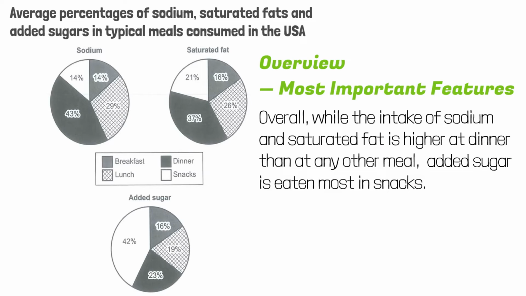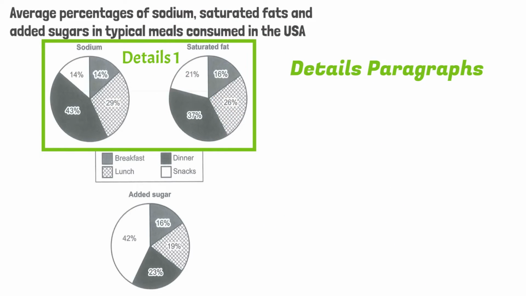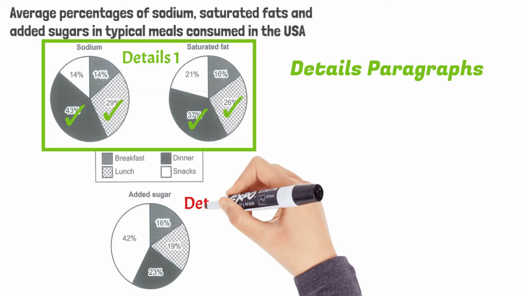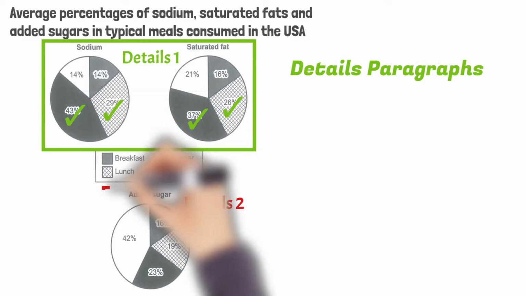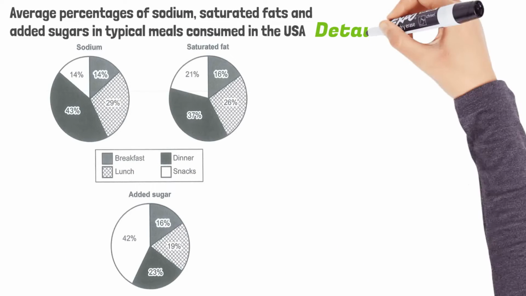Let's move on to details paragraphs. I will group these 2 charts into details paragraph 1 because they share some similarities. Dinner and lunch are the 2 biggest categories in both of the charts. In details paragraph 2, I will describe this chart because it's different. The biggest category in this chart is snacks instead of dinner. Let's start with details paragraph 1.